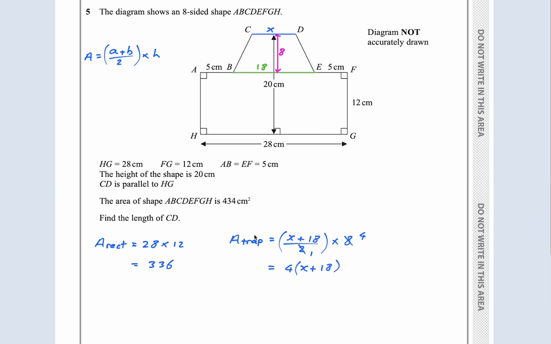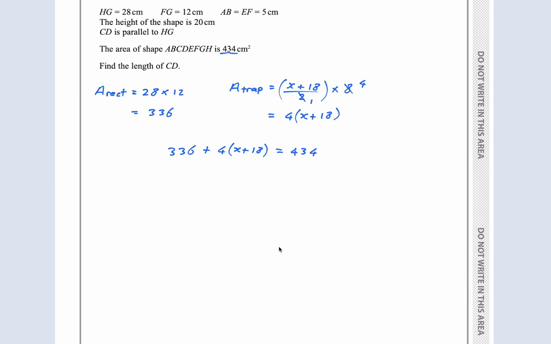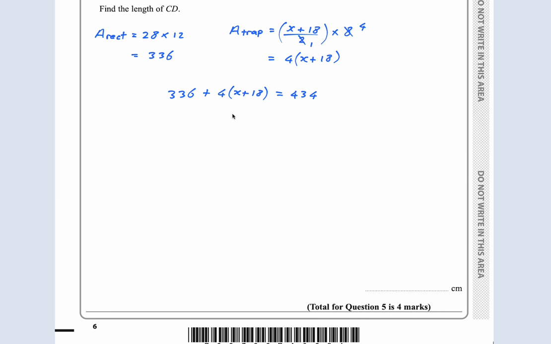Okay, so this is the area of the trapezium and this is the area of the rectangle. Now we know the total area is this, so I can just say 336 plus 4 times X plus 18 is equal to 434, because the area of the rectangle plus the area of the trapezium is the area of the total thing. Okay, and now I just need to solve this equation to find x. So already, guys, this is not an easy paper. These are not easy questions, but anyway, let's go.